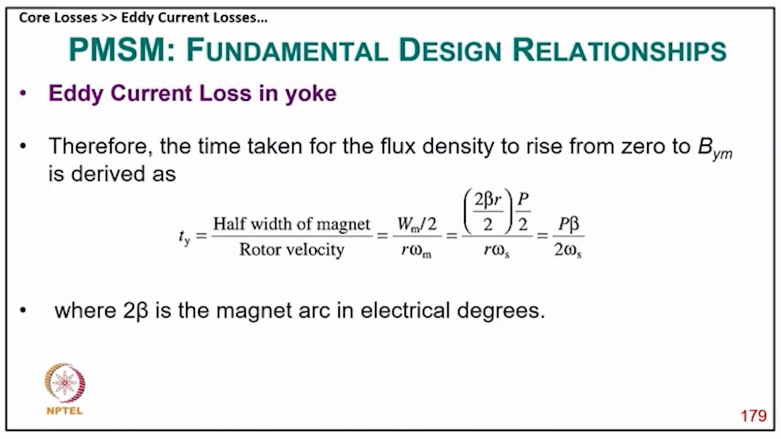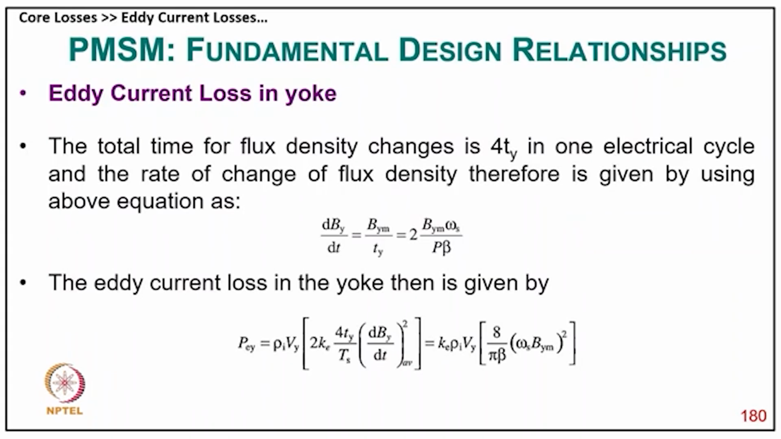Therefore, the time taken for the flux density to rise from 0 to B_ym is derived as Ty equal to half width of the magnet divided by rotor velocity, or Wm by 2 divided by r omega_m, or equal to 2 beta r by 2 into b by 2 divided by r omega_s, equal to beta p beta into 2 omega_s. The 2 beta is the magnet arc in electrical degrees.